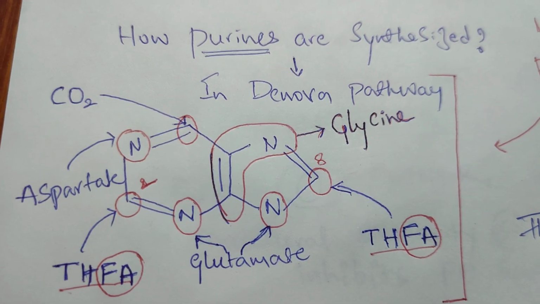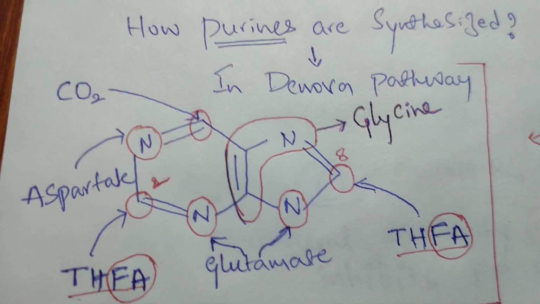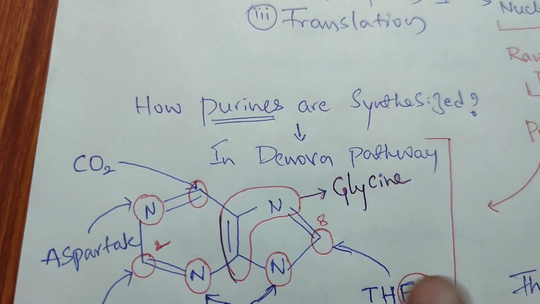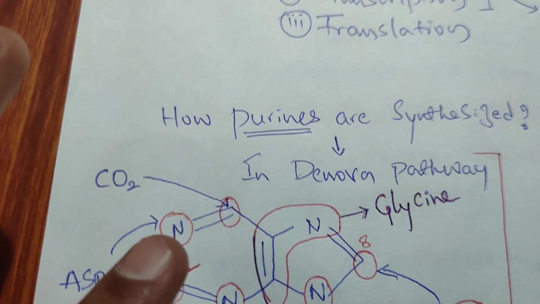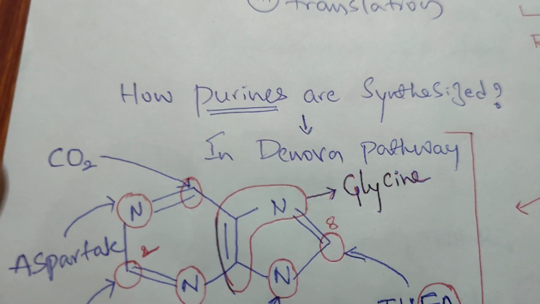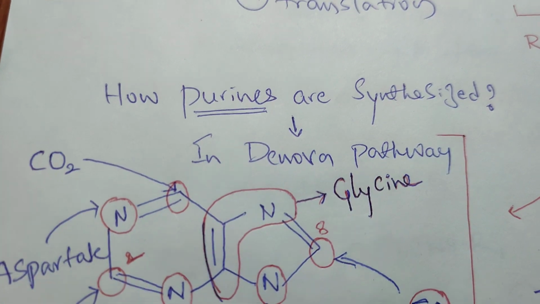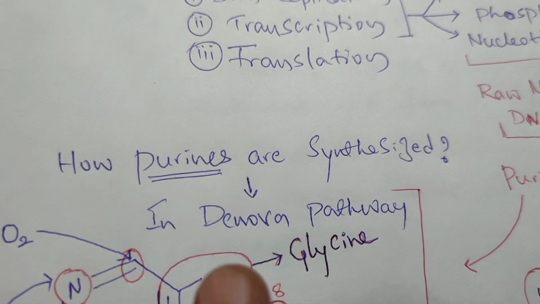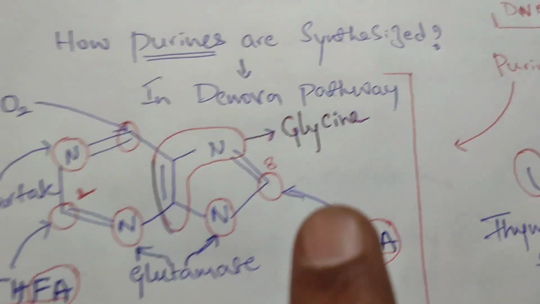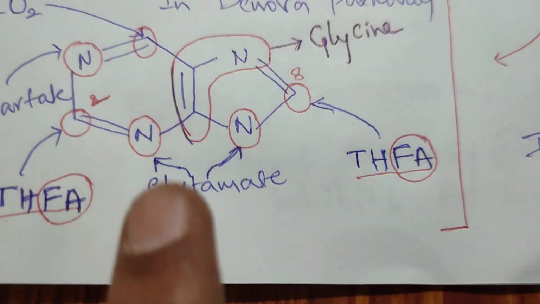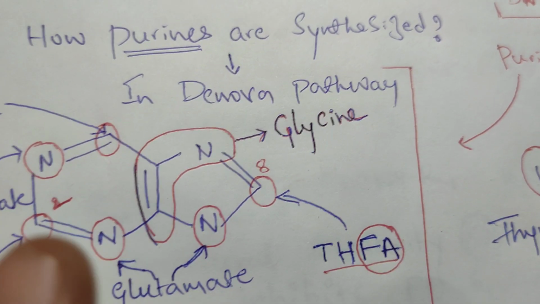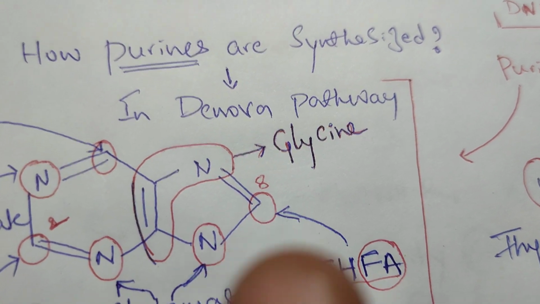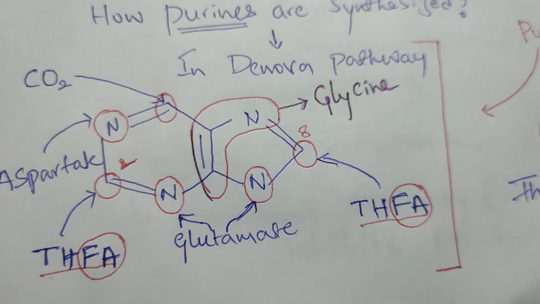Correct? Okay, so how are these purines synthesized? In short, they are synthesized by the de novo pathway. You see, this is the basic structure of the purines. In that, one of the nitrogen atoms present here is donated by aspartate, and one of the carbon atoms is donated by carbon dioxide. Then another nitrogen atom is donated by glycine, and you can see these two nitrogen atoms are donated by glutamate. Last, this second carbon atom, circled there, and the eighth carbon atom, are donated by folic acid.